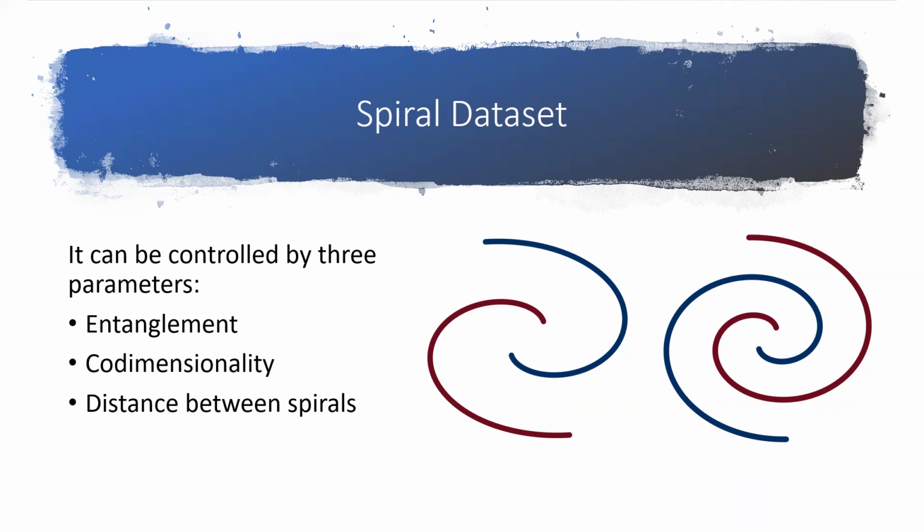So we generally have three parameters: the entanglement, codimensionality, and distance between spirals, with the most important one here being the entanglement, which is essentially a complexity proxy. Increasing it increases the maximum angle of the spiral, how far it goes. And this is the one that is used most throughout.